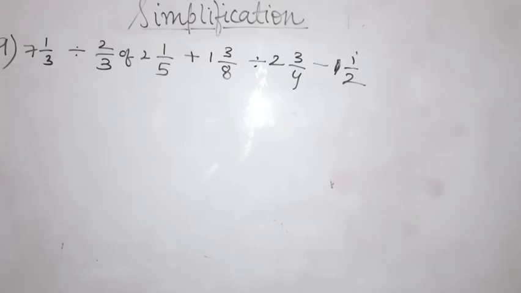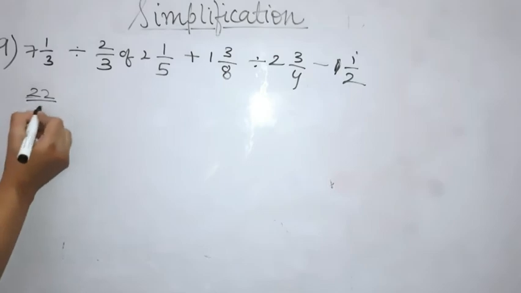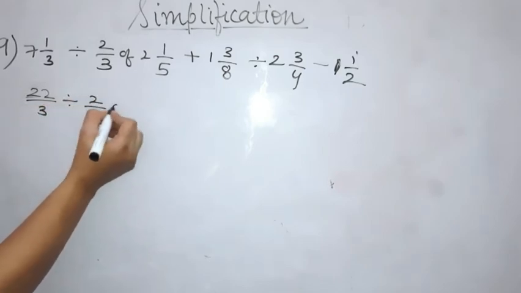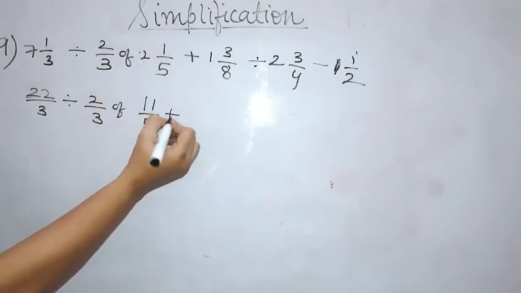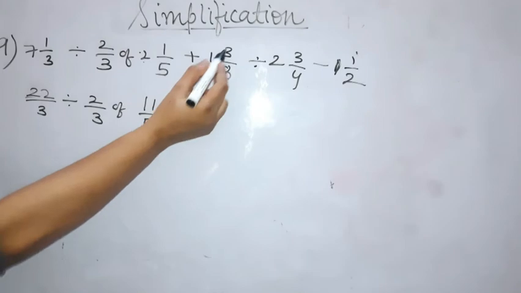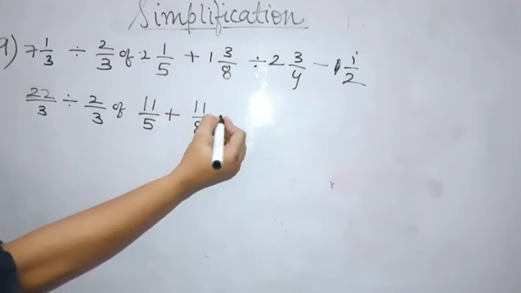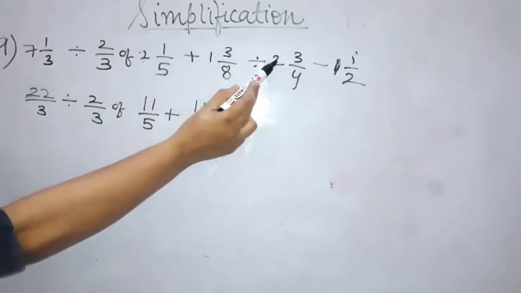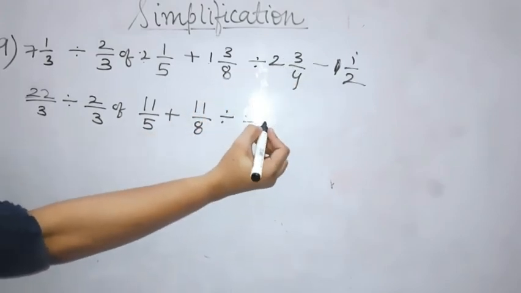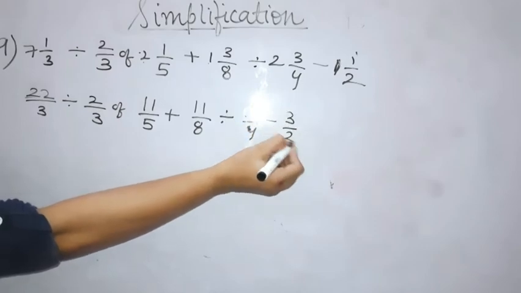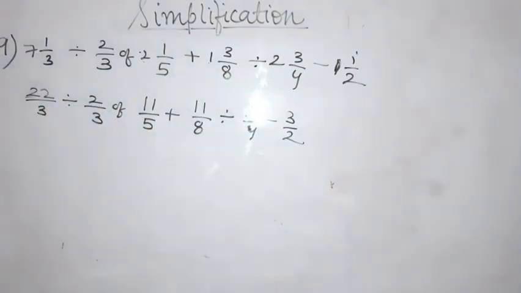Okay students, so 7 1 upon 3 will be 3 7s are 21, 21 plus 1, it will be 22 upon 3 divided by 2 by 3. Now 2 1 by 5 will be 5 2s are 10, 10 plus 1, 11 by 5. 1 3 by 8 will be 8 1s are 8, 8 plus 3, 11 by 8. 2 3 by 4 will be 4 2s are 8, 8 plus 3, 11 by 4. Now 1 1 by 2 will be 2 1s are 2, 2 plus 1, 3 by 2. So what I have done, now I have converted all the mixed fractions into improper fractions.